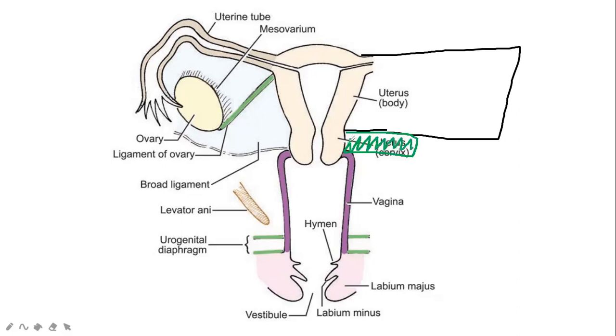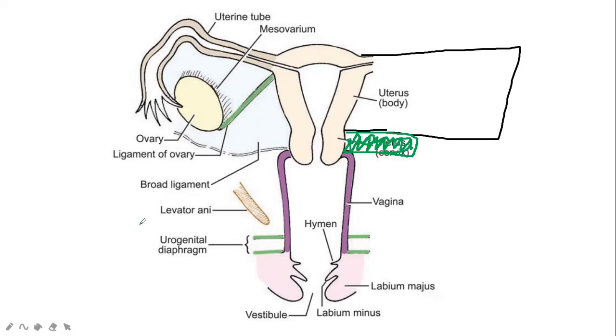Don't confuse the parametrium with the perimetrium. The perimetrium is a layer that is formed by the broad ligament when it covers the uterus. So this thickening is what we call the parametrium. Remember, we talked about the parametrium in the previous tutorials. So that is the broad ligament.